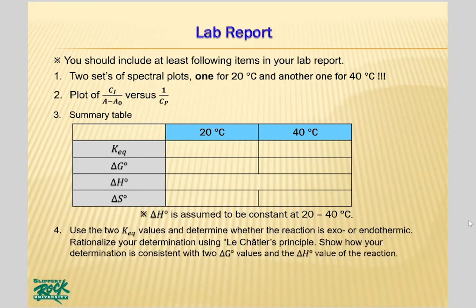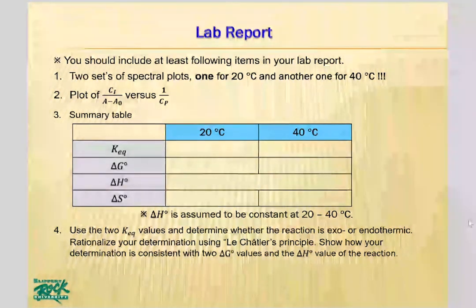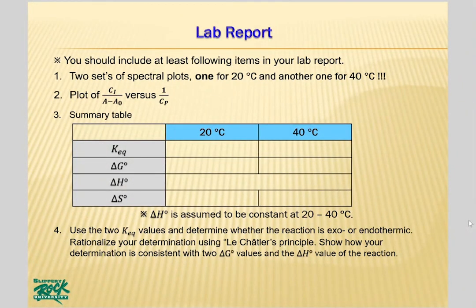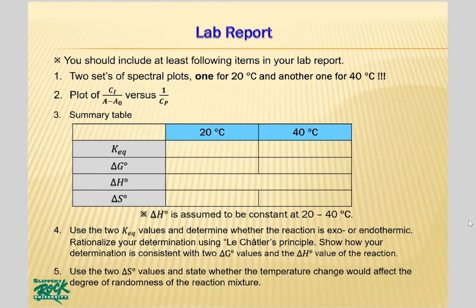Number 4. Use the two Keq values and determine whether the reaction is exothermic or endothermic. Rationalize your determination using Le Châtelier's principle. Show how your determination is consistent with two delta G naught values and the delta H naught value of the reaction. Number 5. Use the two delta S naught values and state whether the temperature change would affect the degree of randomness of the reaction mixture.